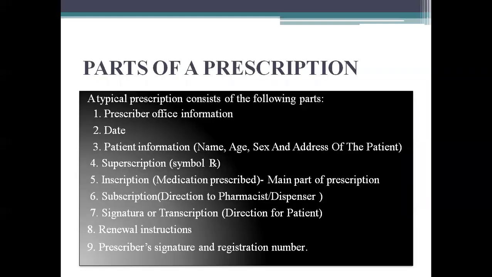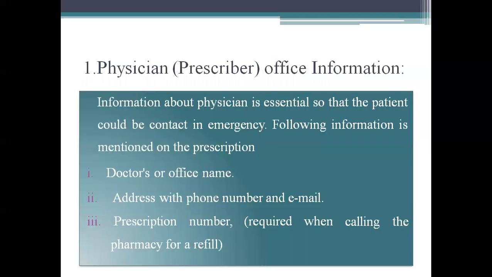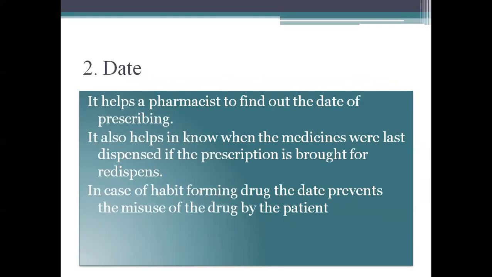Then we went towards the parts of prescription, and we discussed the 9 parts of prescription. The first part is the physician or prescriber office information. In that, the clinic name or the hospital name of that physician is mentioned on the top of the prescription. Then address, phone number and email ID are also mentioned. Why is it required? Because it is required when calling the pharmacy for a refill, and the prescription number is also there. So this physician office information is important. The first part.